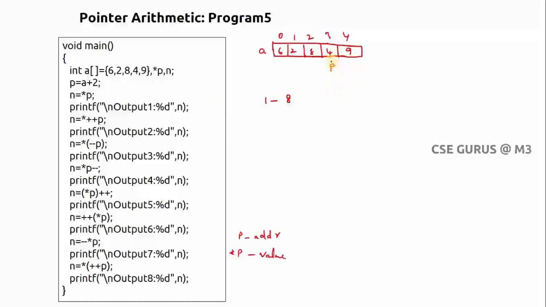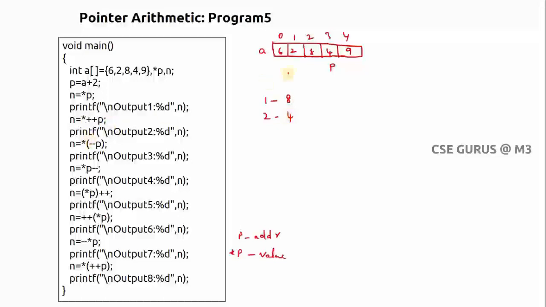What is the value inside p now? 4. So that will be taken to n. So what is the n value? The value inside it, 4. So here plus plus p means I incremented the address. Now what is the location? This is the location, and what is the value inside? 4. So the second output is 4.